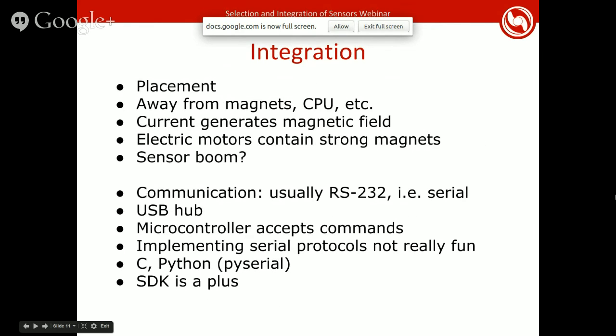So you selected a sensor, and now you want to integrate it into your system. The first thing you want to consider is the placement of the sensor. Sensors have magnetometers, so you want to stay away from permanent magnets and anything that generates a magnetic field, because that's going to interfere with the sensor measuring the Earth's magnetic field, which is what we want to measure to see where north is. As you know, current generates a magnetic field radiating outward from the current source. So if you put it near the CPU, that might not be a good idea.